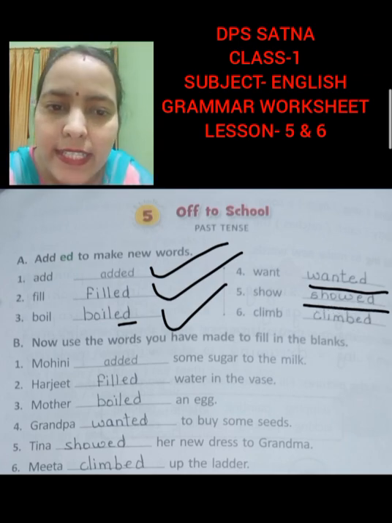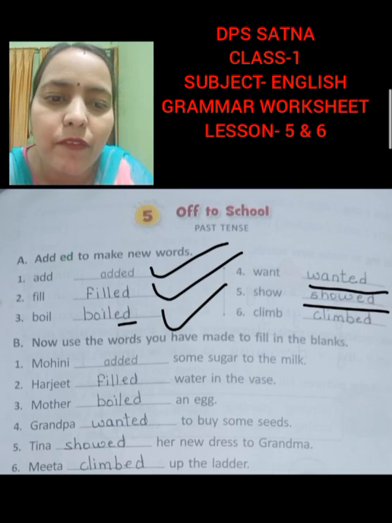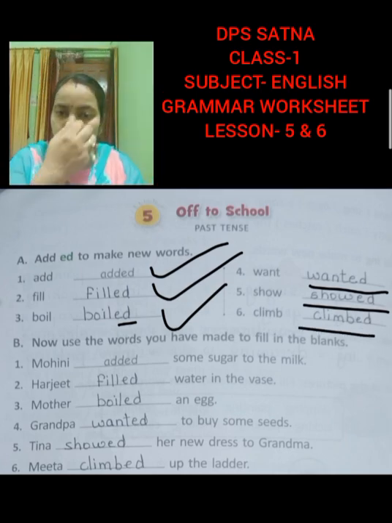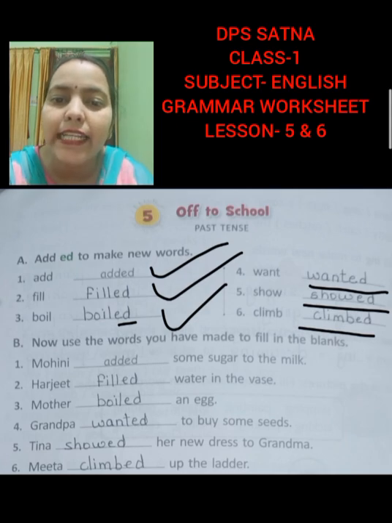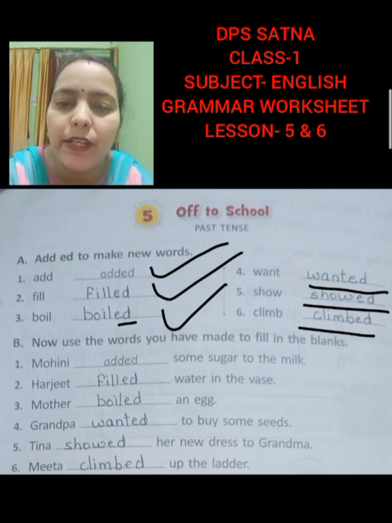The sixth word is climb. Now when we will add ed on it, it will become climbed. So students, in this exercise what we have to do, words are already given to us, we have to just add ed on it and make a new word. हमको सिर्फ word के आगे ed add करना है और एक new word form करना है.